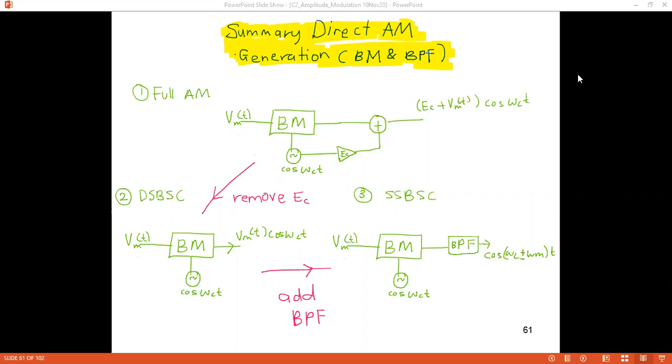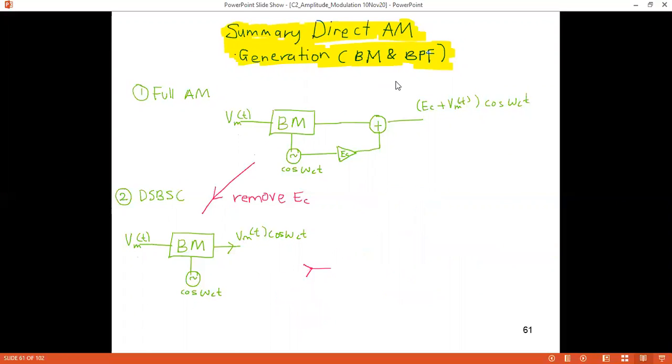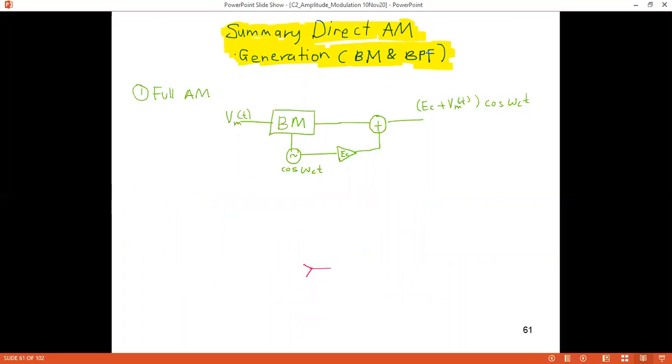So for this part, the first part of today's lecture, I will just refresh what we have learned on Monday. I'll start with a summary of what we have learned on the direct and indirect generation methods for different AM variants. Okay, so we'll start with the direct method first, using balance modulator and also other devices such as band pass filter.